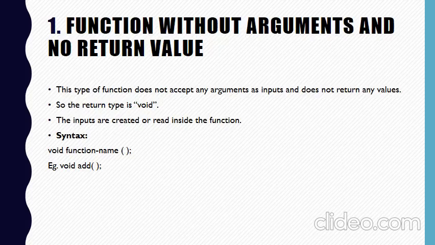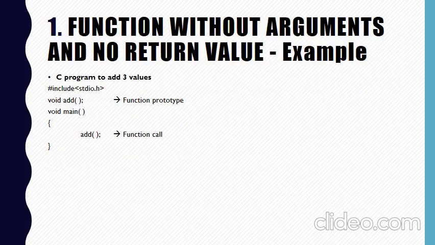One example is void add. So this is an example program for that category. The first one is, as usual, we just use the preprocessor directive hash include stdio.h. Right? So this program is going to be used to add 3 different values. So 3 different values add பண்றதுக்கு தான் இந்த function எழுத போகிறோம்.